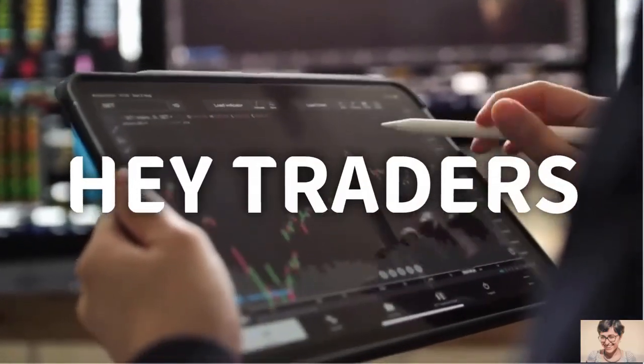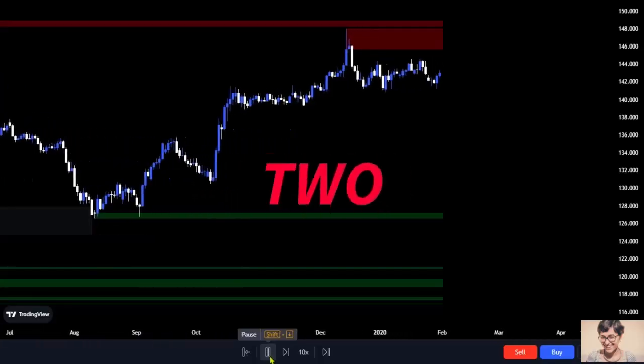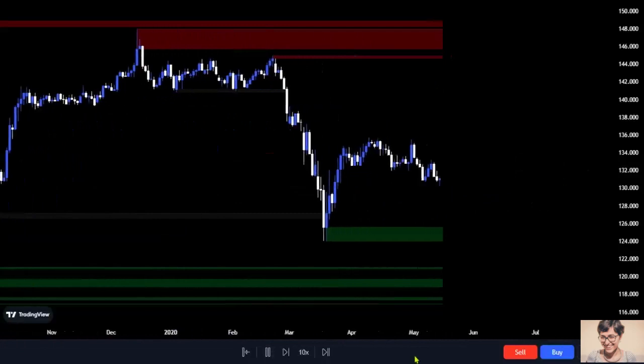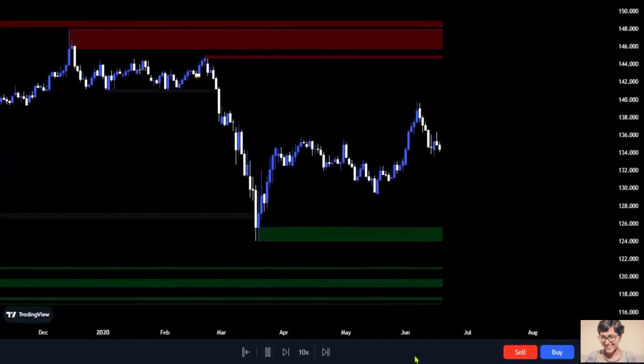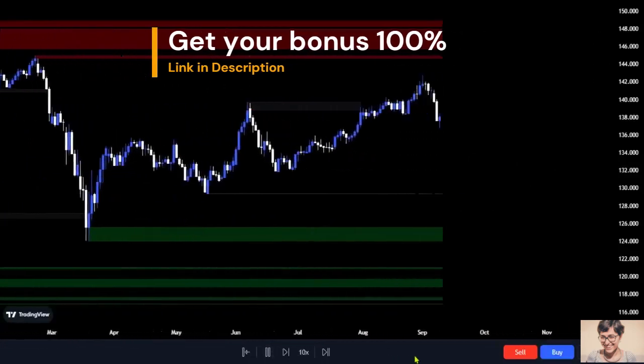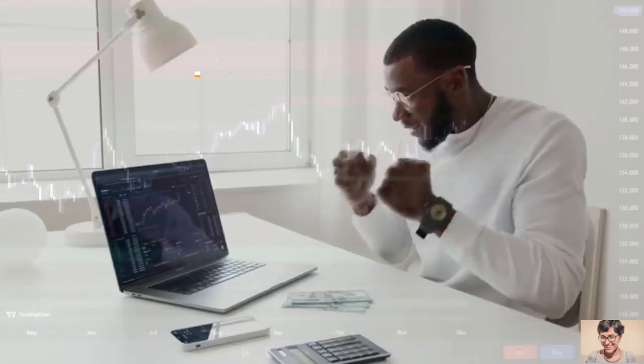Hey traders, in this video, I'm going to show you these top 2 order block indicators. As you know guys, identifying and having appropriate order blocks on your charts will undoubtedly help you to improve your trading and become a more successful trader and make more profits off of the market as well.